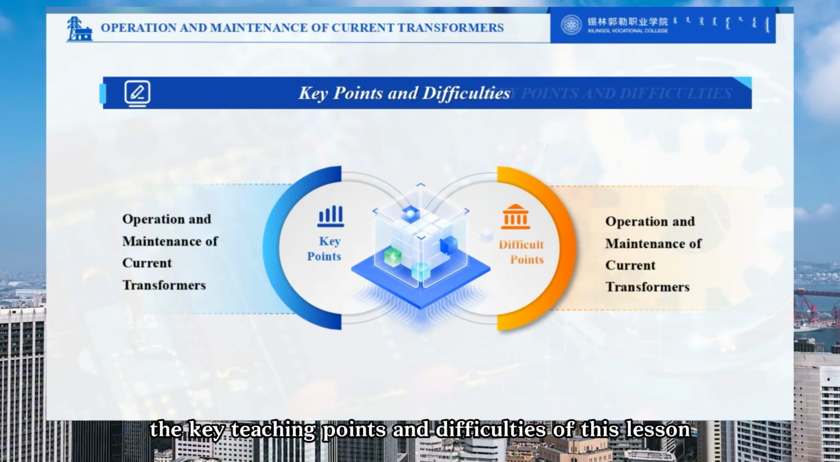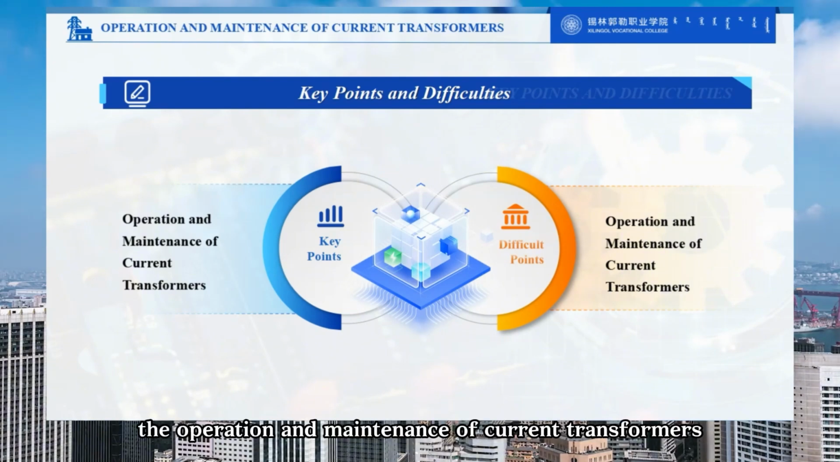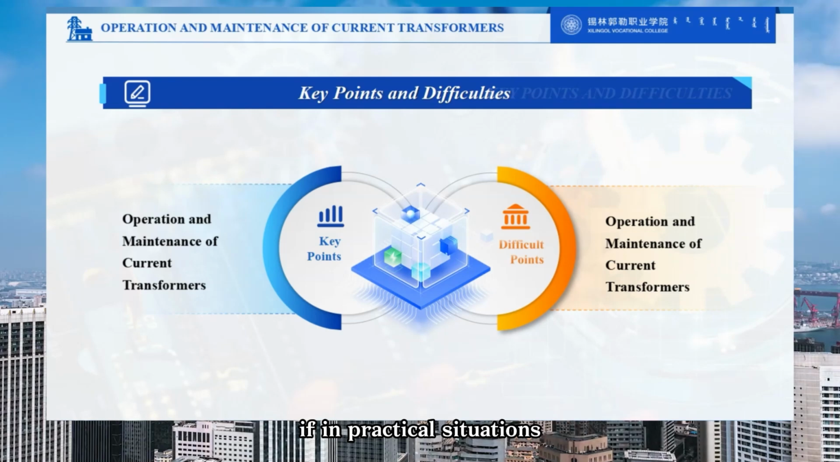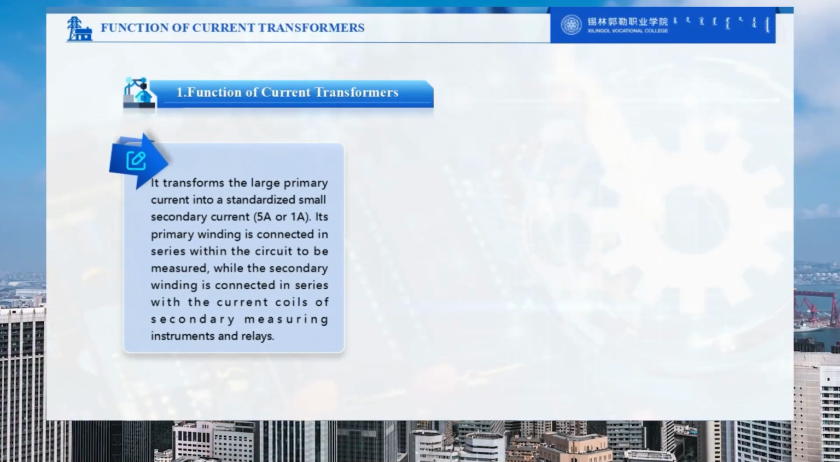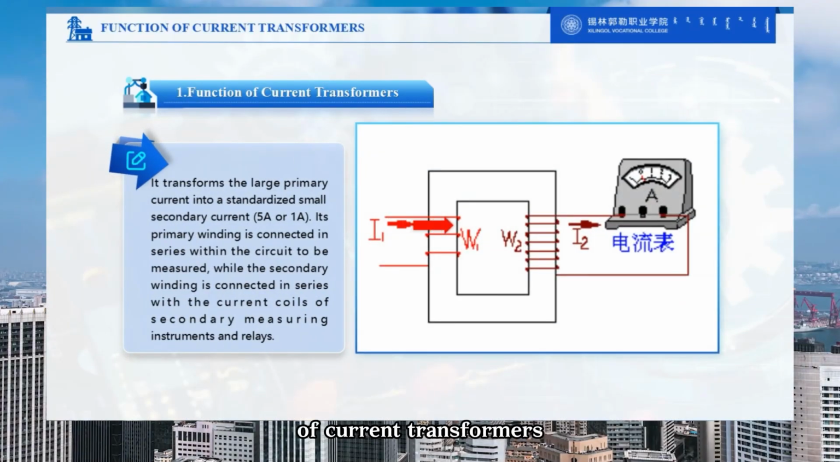The key teaching points and difficulties of this lesson are the operation and maintenance of current transformers. If in practical situations, a current transformer develops a fault, how should we perform maintenance? This requires being very familiar with the basic principles and functions of current transformers.